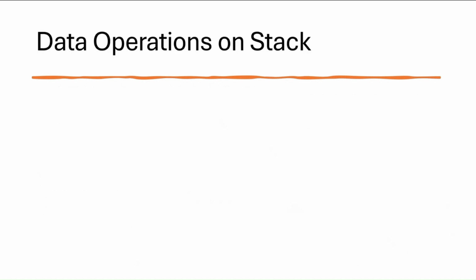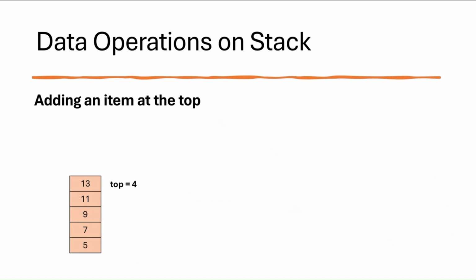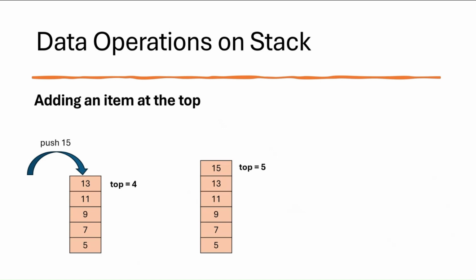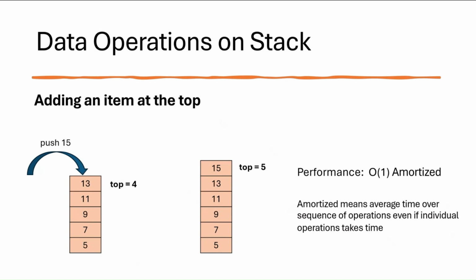Now coming to the data operations on a stack, and the impact on the performance of data operations when we use the stack data structure. Let's say adding an item at the top, right? So let's say this is a stack. If we push one more item, it is very fast, right? It will just increment the top, and performance will be O(1).